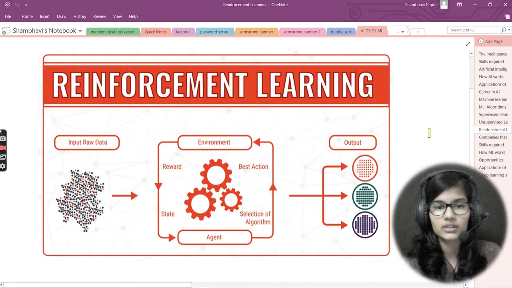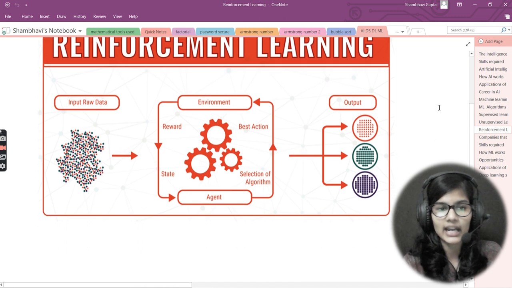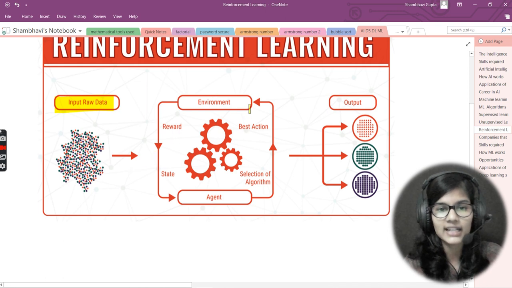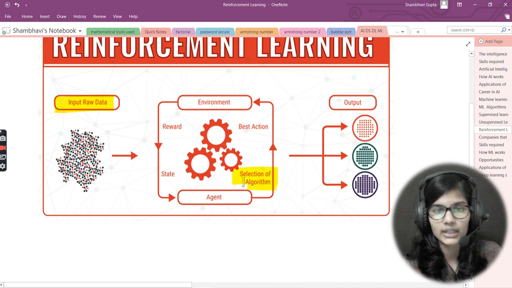Fine. After that, we have the third procedure, that is reinforcement learning. Fine. So in reinforcement learning as well, you are having some input raw data. See here. Fine. After that, what happens? After that, you are going to select an algorithm.